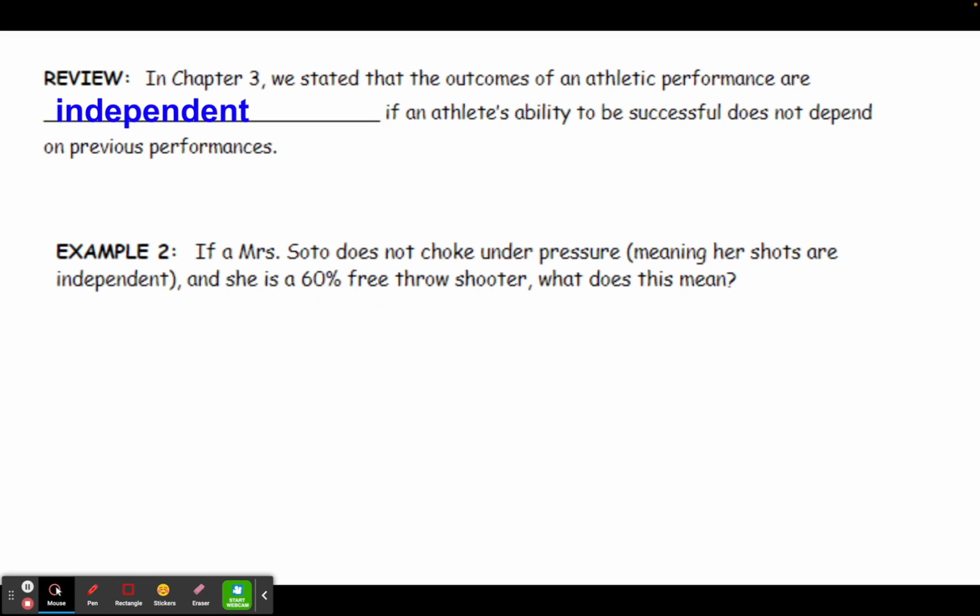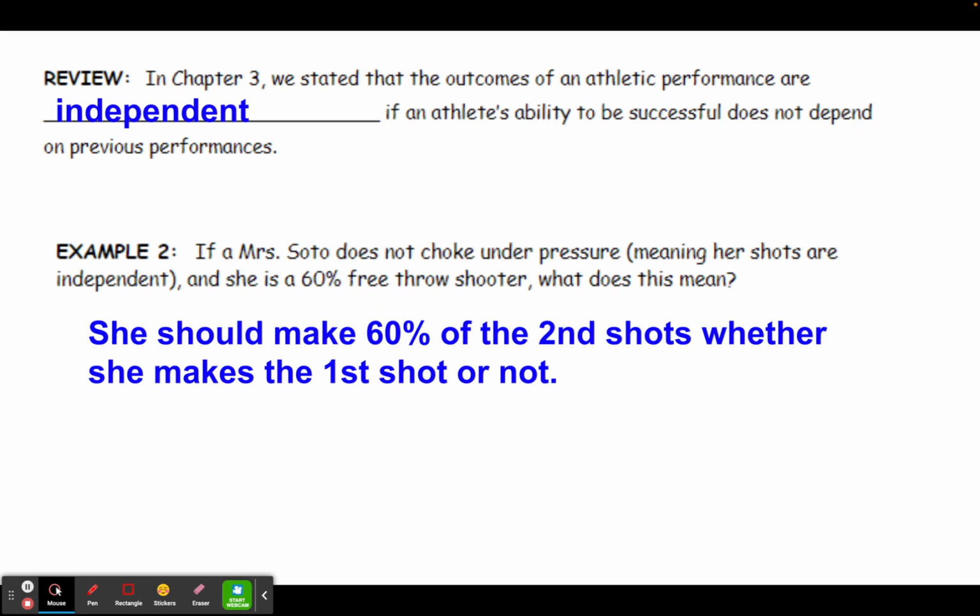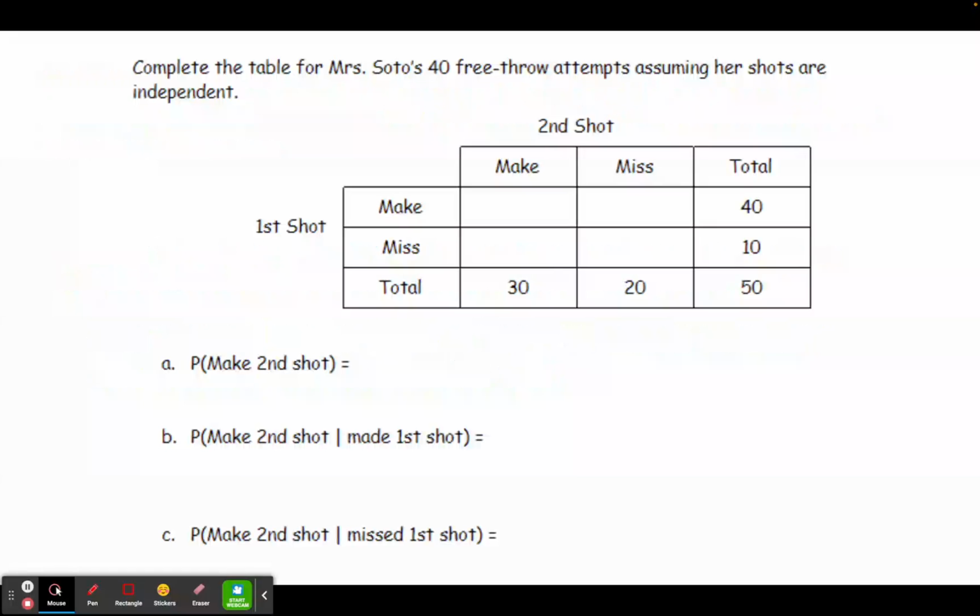So if my shots are independent, what this means is that I should make 60% of my second shots, whether I make the first shot or not. What we're going to do then is take that same two-way table. Notice here, I've got the total number of attempts filled in, but we're going to change the distribution of makes and misses to reflect the fact that I'm an independent shooter.